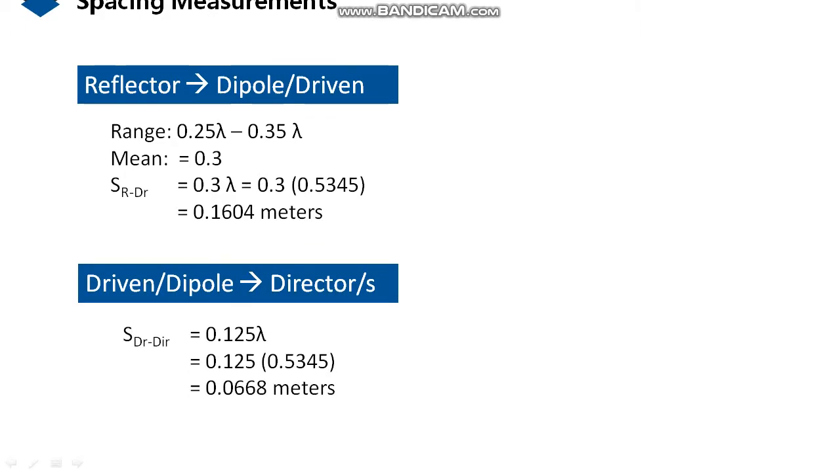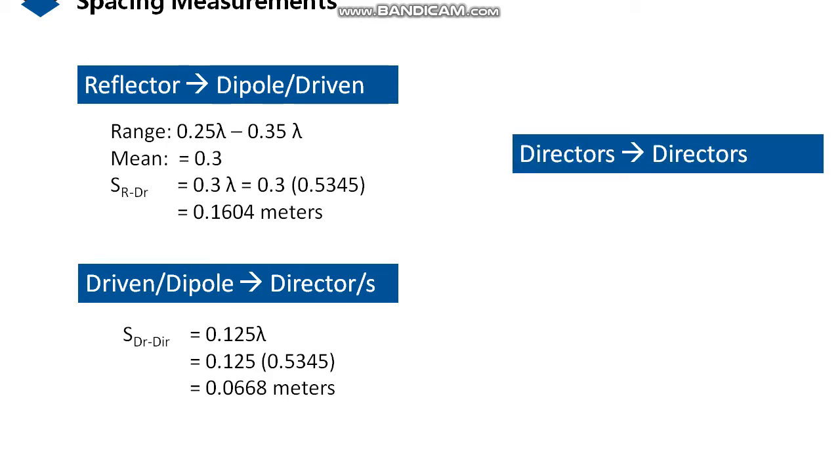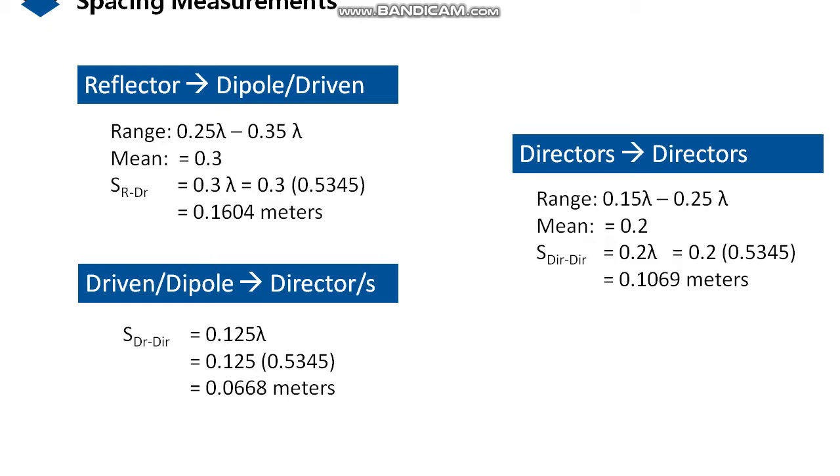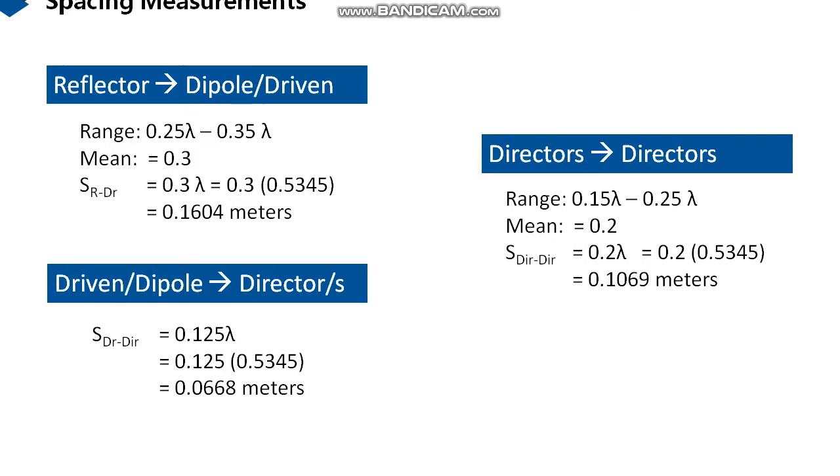Next, we have the spacing from the driven dipole element to the directors. We have 0.125 wavelength, so 0.125 multiplied by the wavelength, 0.5345, and it is equal to 0.0668 meters.